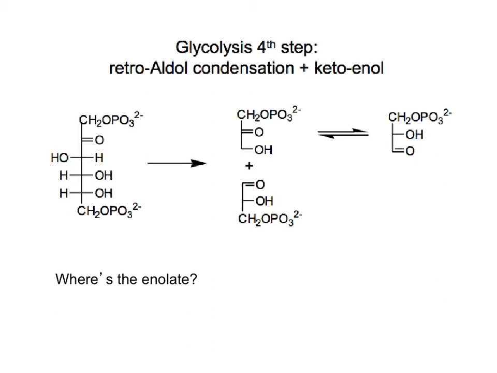So the proton on this alpha carbon is removed to form an enolate ion, which will then react at this carbonyl carbon to form this aldol product. So working backwards, note that this carbon-carbon bond is broken in the retroaldol condensation.